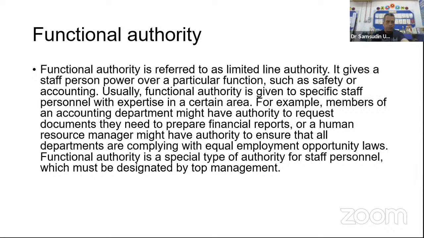Okay, now there is another authority. We have staff authority, we have line authority, and we talked about the staff role. And there is one more authority that I'm going to share, which is functional authority. Functional authority is referred to as a limited line authority. It gives staff power over a particular function, such as safety or accounts. This functional authority is another separate unit, so this functional authority can cross the line and can cross the staff function.